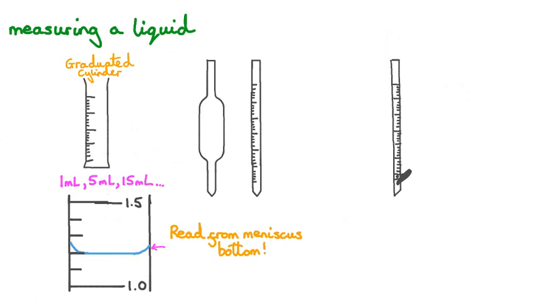You can see that our meniscus is higher at the edges of our cylinder. But it's the very bottom that we need to read from. In this diagram, we can see that the bottom of our meniscus is in line with this graduation. So this volume would be 1.2 millilitres. We use the same technique when measuring volume using a pipette.